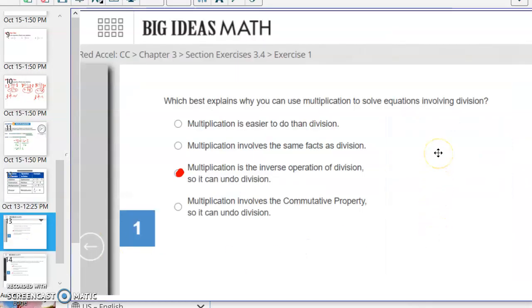So first one says, which best explains why you can use multiplication to solve equations involving division? The best answer for this one is the third one. Multiplication is the inverse operation of division, so it can undo division.